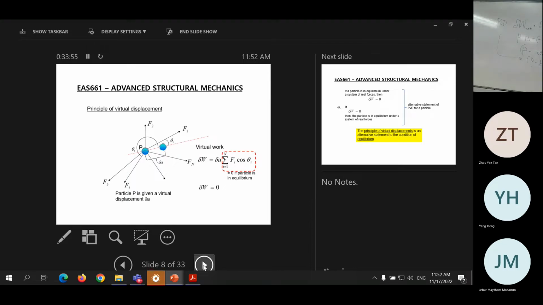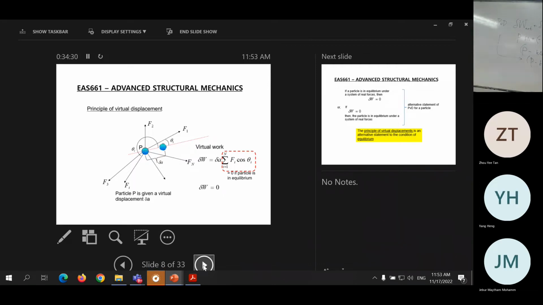Okay. Then, according to the definition of work, there is a system of forces applied on this particle, and this particle moves in this direction, delta A, so there is work done by all these forces. The work done is defined as the product of the force in the direction of this red line, multiplied by the corresponding displacement. Okay. So that is the definition of work.